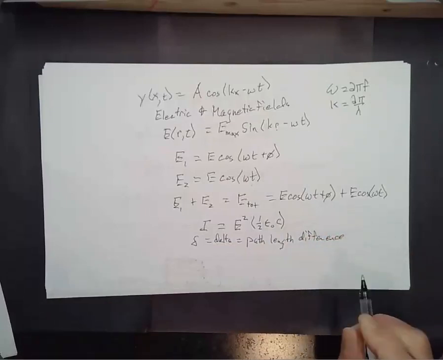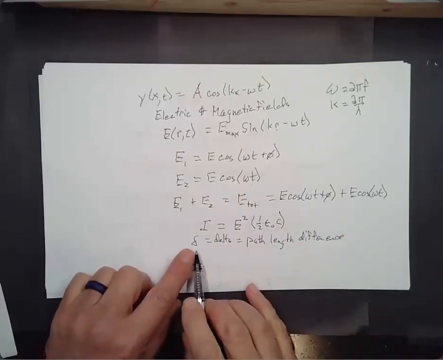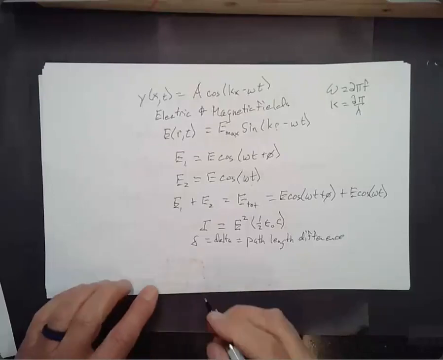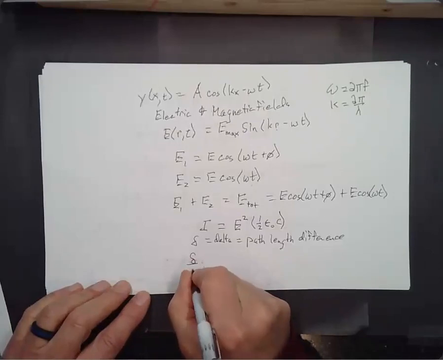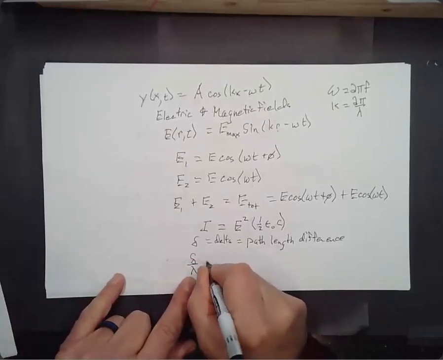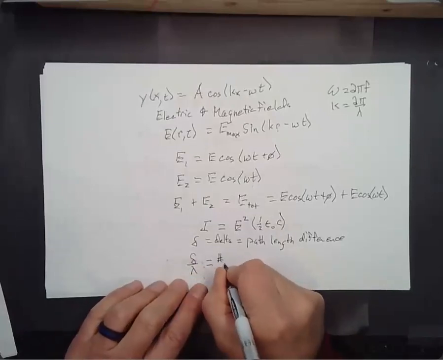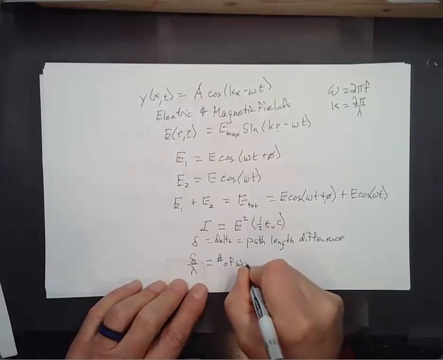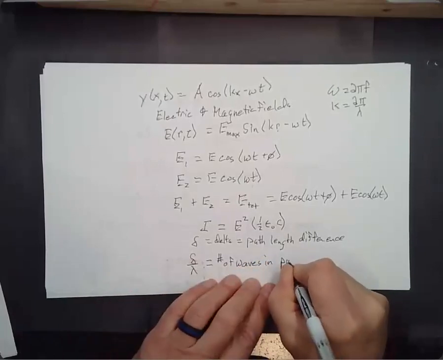What we'll be interested in is how many wavelengths fit into that path length difference. And so delta divided by lambda will equal the number of waves in that path length difference, in the path difference.